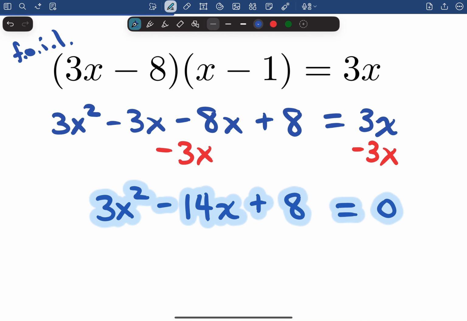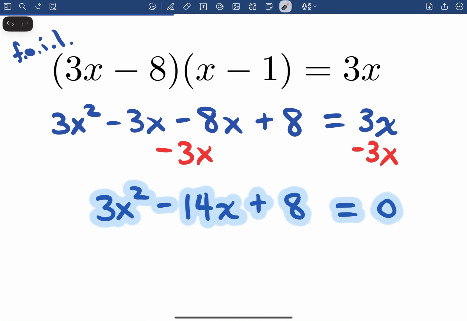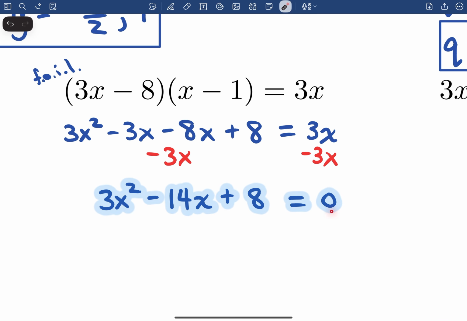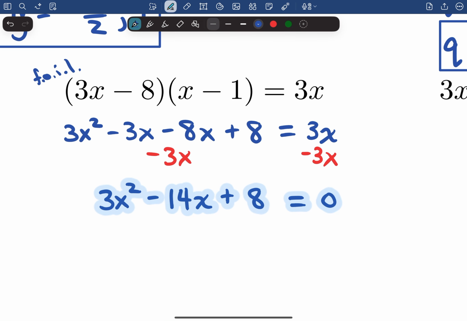Okay, so we've gotten to this point. We now have our quadratic, and it's an equation in standard form because it's been set equal to 0. Since it's set equal to 0, we can factor this if possible and then use the zero product property. Great. So you're asking, how do you factor this?